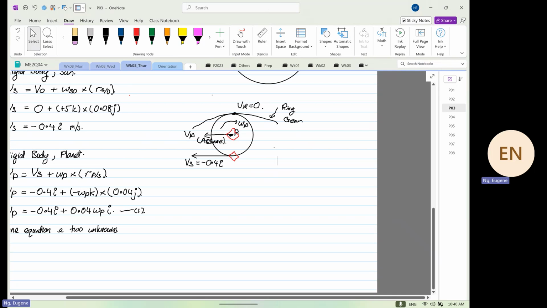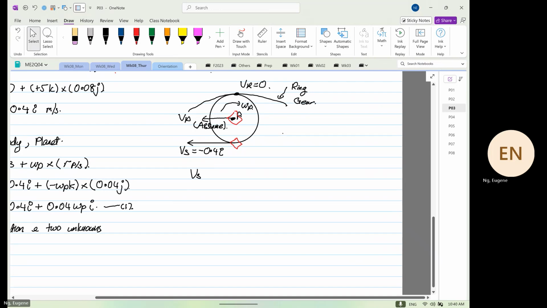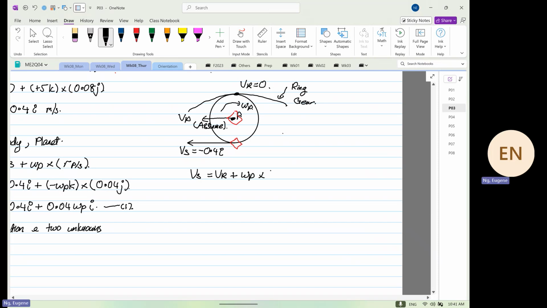If I write this, Vs is equal to VR plus omega P cross R S over R. Is this equation valid? Yes, why, no, why. You can call a friend or 50-50. Yes.